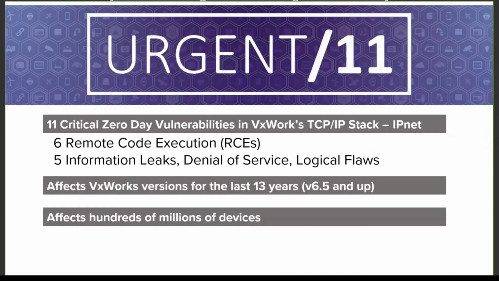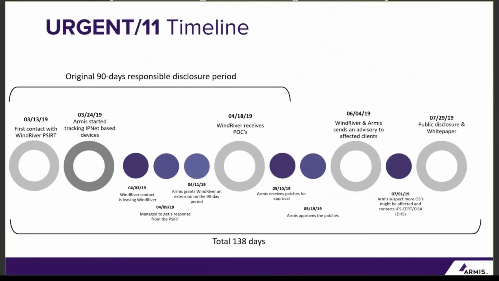So let's talk about how the disclosure process worked and how we managed to go public with this finding. At first we contacted Wind River, the company that owns VxWorks, and a month went by without getting anywhere. The guy from their PSERT had just left Wind River, and it took us about a month to get an actual response. And once we did, we understood there is no way they're going to make it into the 90-day responsible disclosure period, which is an industry standard in the security disclosure process, which means you give your vendor 90 days to respond to the security disclosure, and then you go public with it.